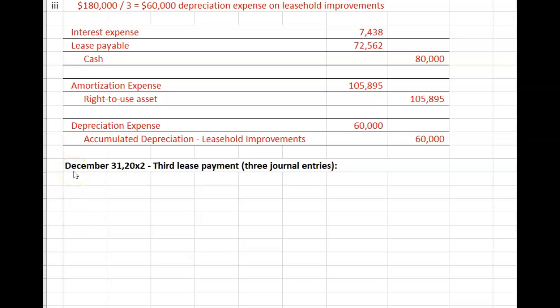Okay, I think you've got the hang of this now. Go ahead and write the 3 journal entries necessary for December 31st X2, the 3rd lease payment. There'll be 3 very similar journal entries. Give it a try.